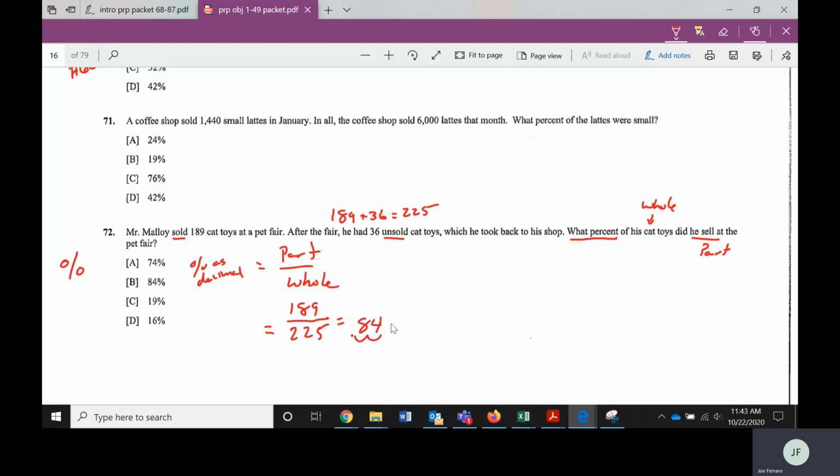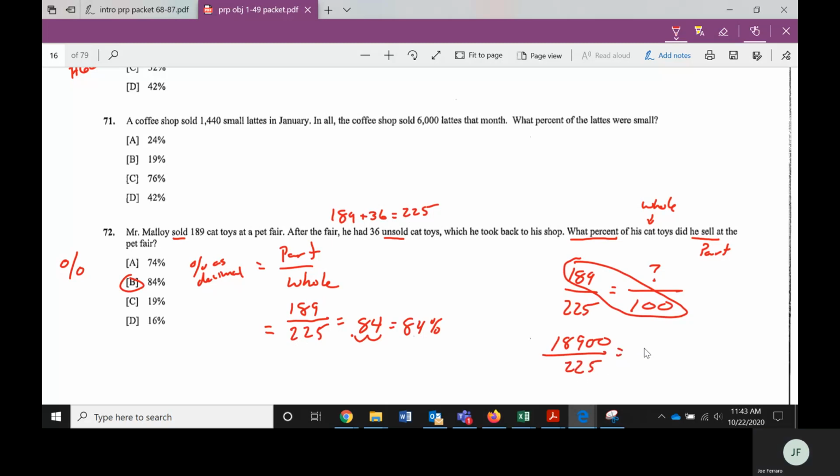Again, convert that: move the decimal two places. It's 84%. Okay, so that's a good lesson to make sure you double check and read properly. If you're doing it this way, we're looking for the percent. The part that he sold is 189 of the 225 he brought there. Take the diagonal of two numbers, divide by the other number, and you'll get 84. So I think that's all we need to do.